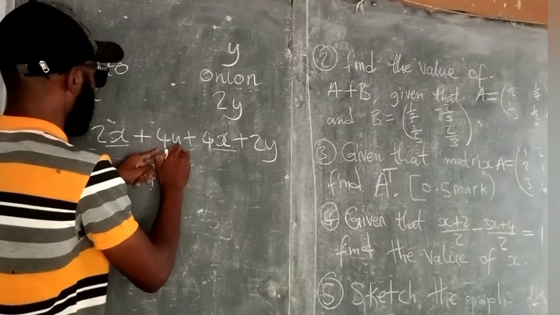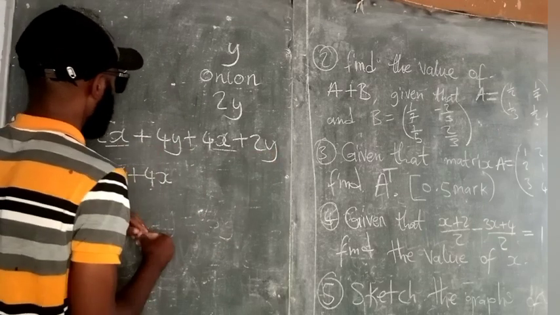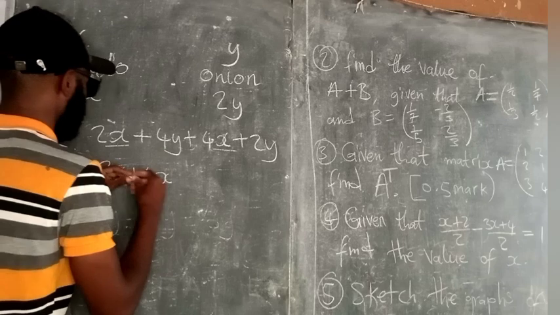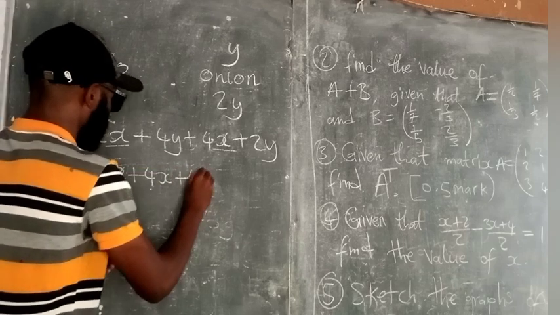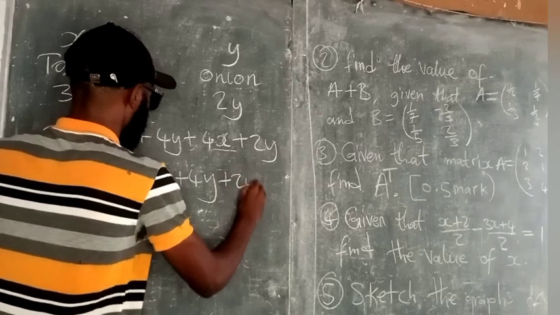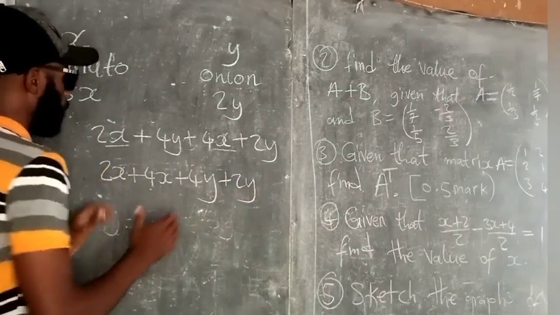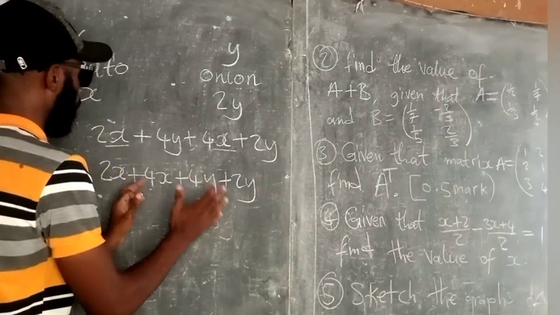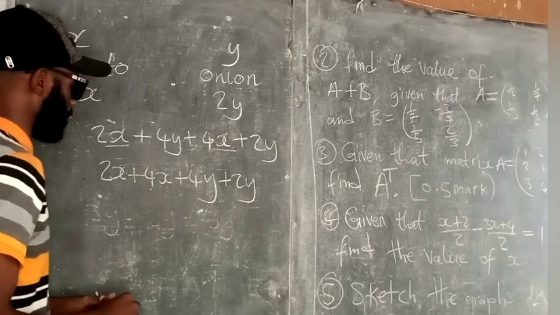Then what are we remaining with? These also we put them together, the 4y and 2y. So the 4y has a positive in front, so we put positive 4y. Then the 2y has a positive, again we put 2y, like that. So what we have done here is we have collected the like terms.